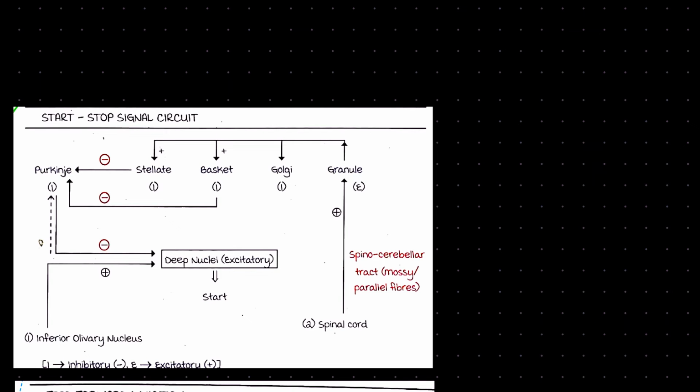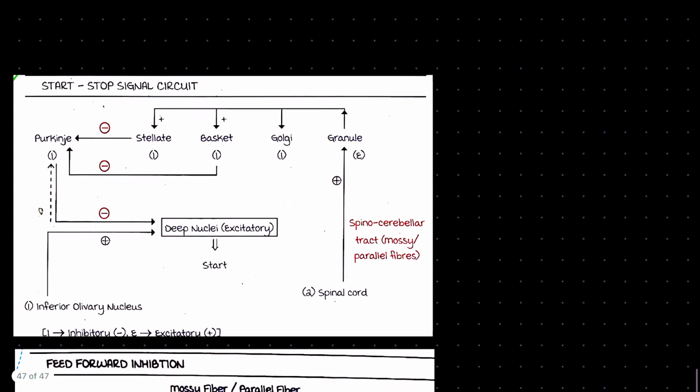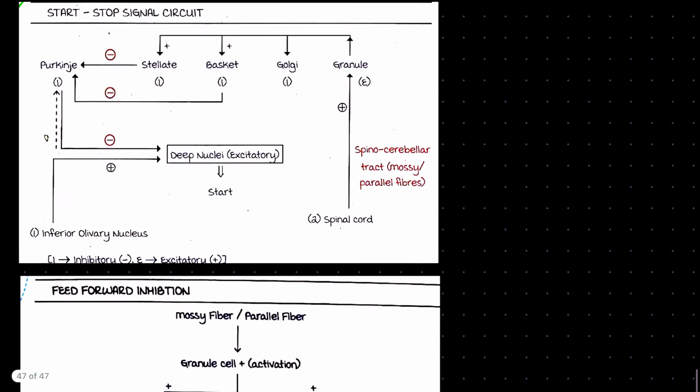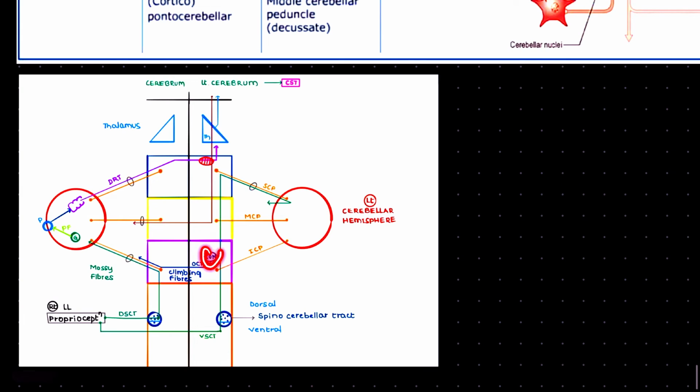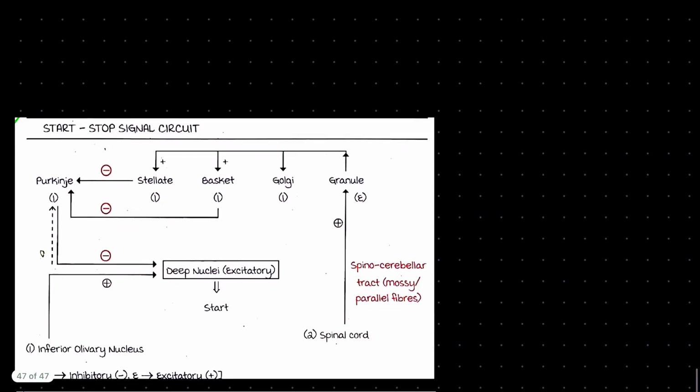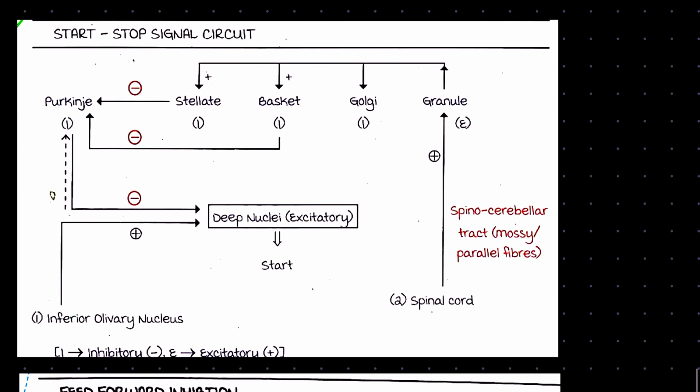As I have already mentioned, there are two afferents, the climbing fiber and the mossy fiber. The mossy fiber example is our spinocerebellar tract. The climbing fiber originates from the inferior olivary nucleus, right? Okay. Now talking about start and stop signal, don't mug up right here, I'll be explaining each and everything.